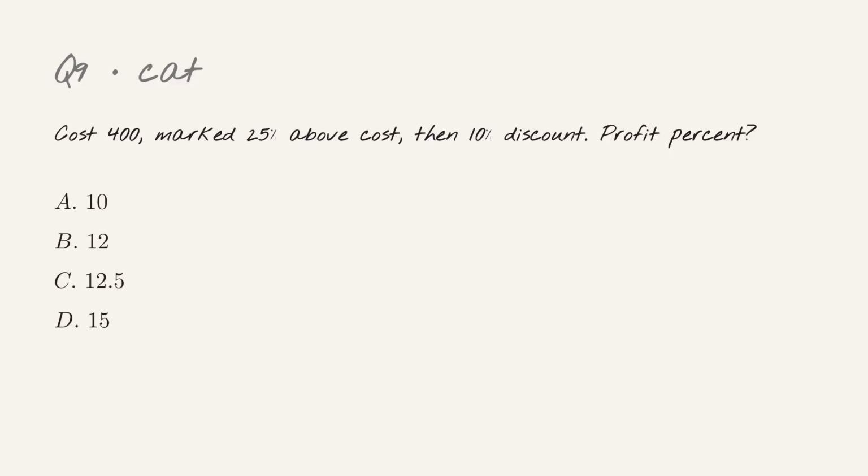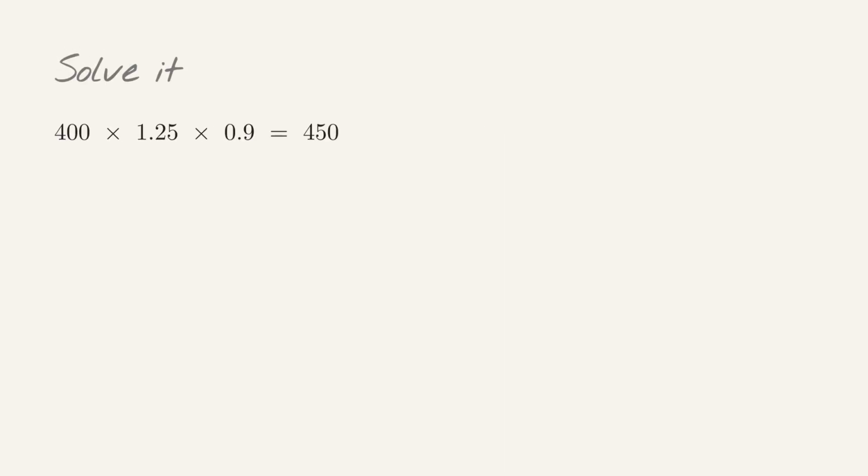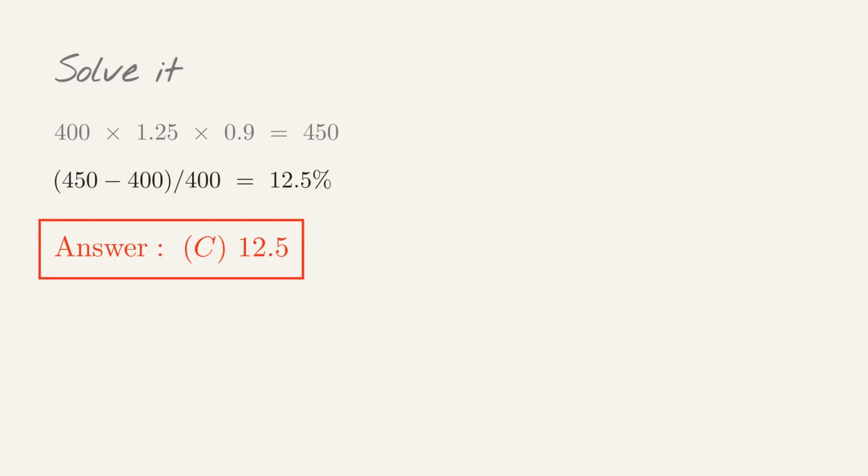Pause. Give it a real attempt, then I'll walk through it. Markup to 500, then 0.9 of that is 450. Profit is 50 on a cost of 400, 12.5%. Notice the discount eats most but not all of the markup.